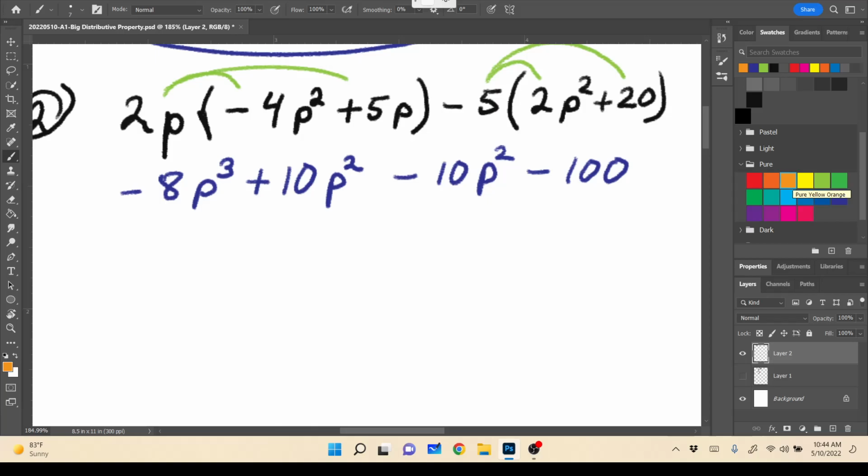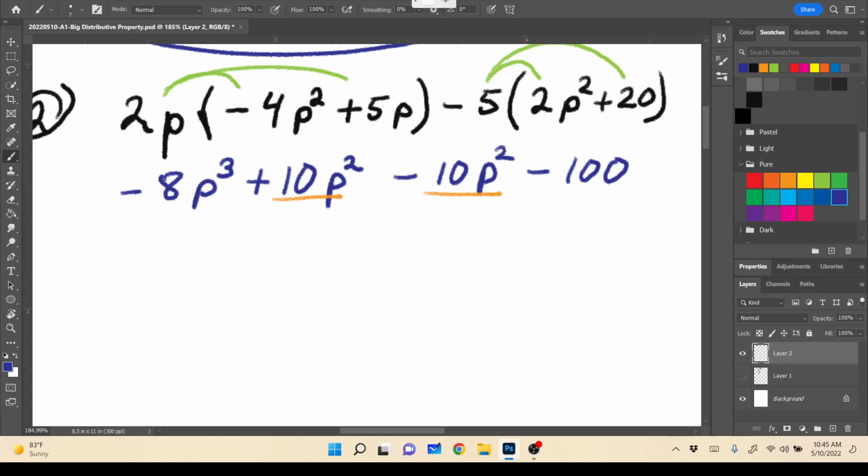Now what? Now we combine like terms. Does this guy have a friend? No. Does this guy have a friend? Yes. Does this guy have a friend? No. Why does the 10p squared have a friend? Because there's another 10p squared. But the negative 8p cubed doesn't, because it's p cubed and that one's p squared. The variables have to match exactly.